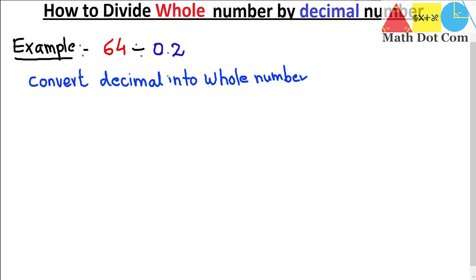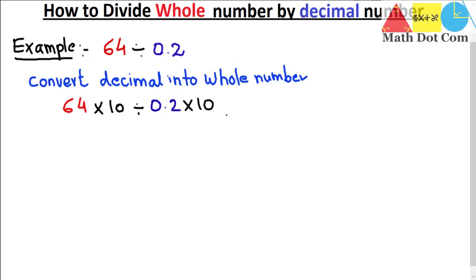It's a rule of mathematics that if you are multiplying something on the left hand side, you have to multiply the same on the right hand side. Similarly, if you are dividing something on one side, you have to divide by the same number on the other side. So this is our whole number, and we have to convert the decimal into a whole number. For that purpose, we have to multiply the decimal by 10, so we have to multiply the whole number by 10 as well. So we have 0.2 multiplied by 10.